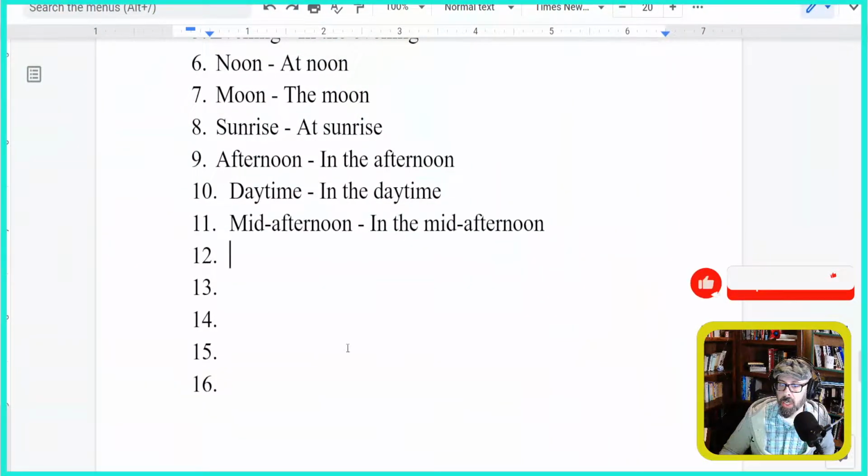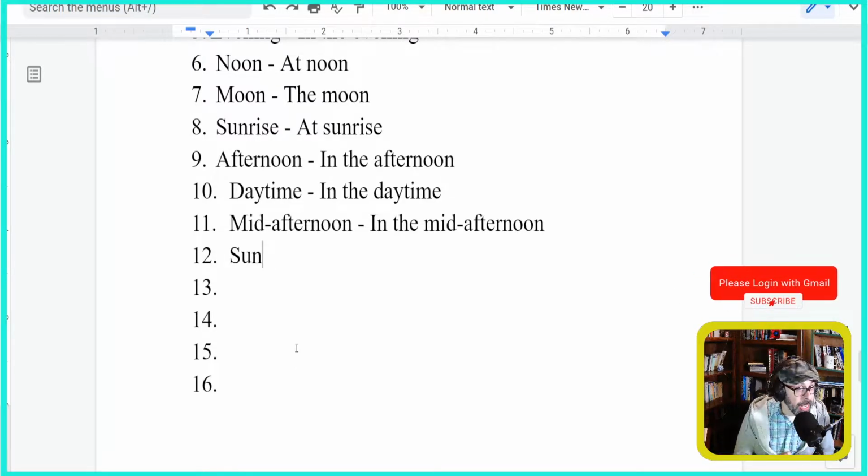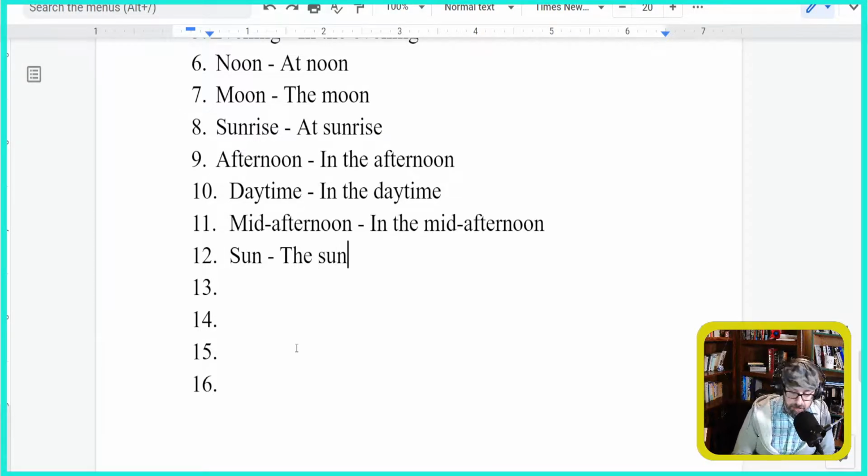Okay, listen and write 12. The sun. All right. Let's look at 12. Okay, we said sun. Make sure S-U-N, not S-O-N. S-U-N, sun. And the extra vocabulary, we said the sun.